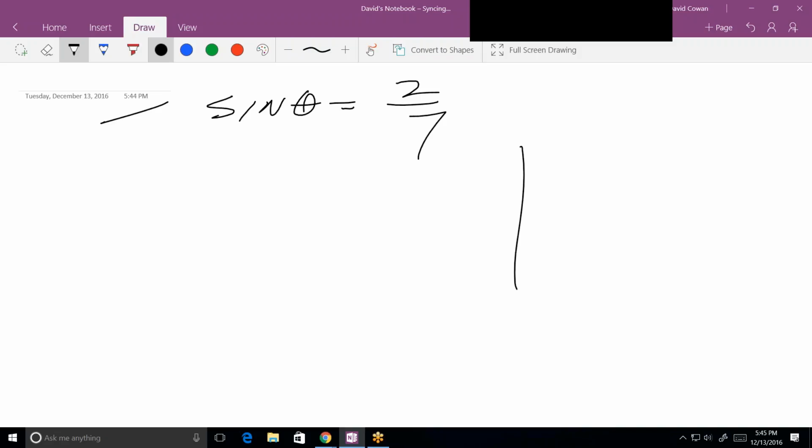Draw a triangle, a right triangle, any right triangle, label theta. Now, dimension that triangle for me as much as you can, just based on what I told you, that the sine of theta equals 2/7. Okay, so you know that the hypotenuse is 7, and then you know that the opposite side is 2. Sine is opposite over hypotenuse.